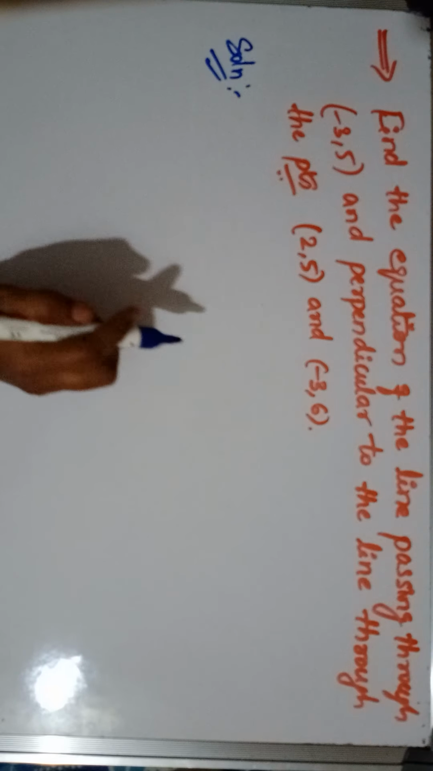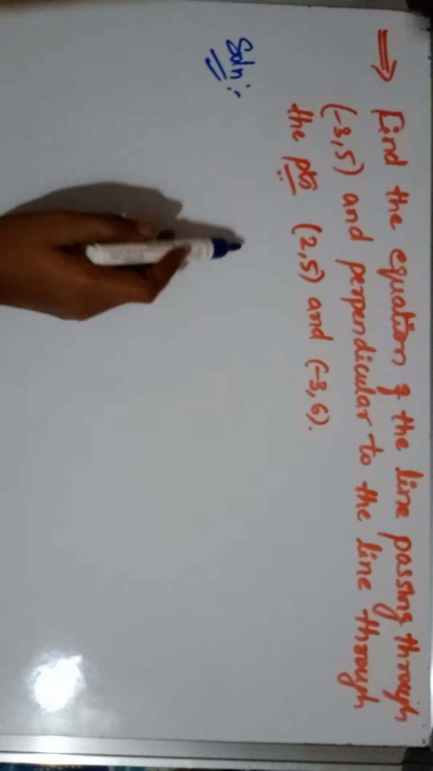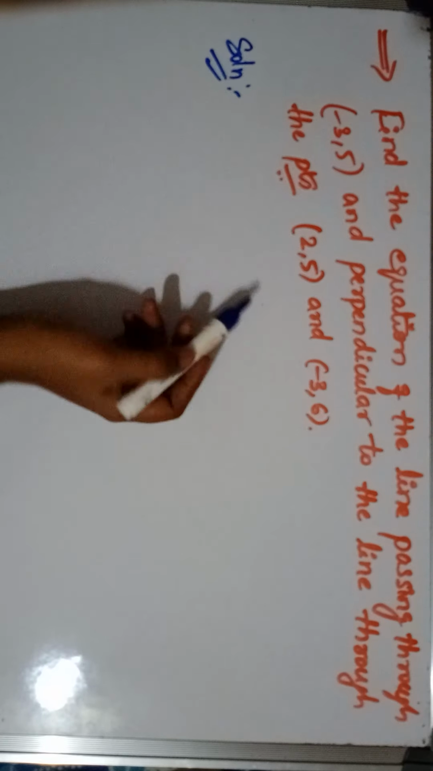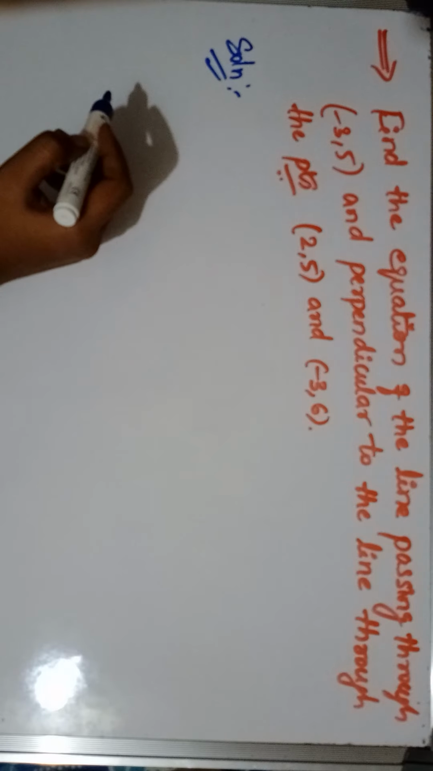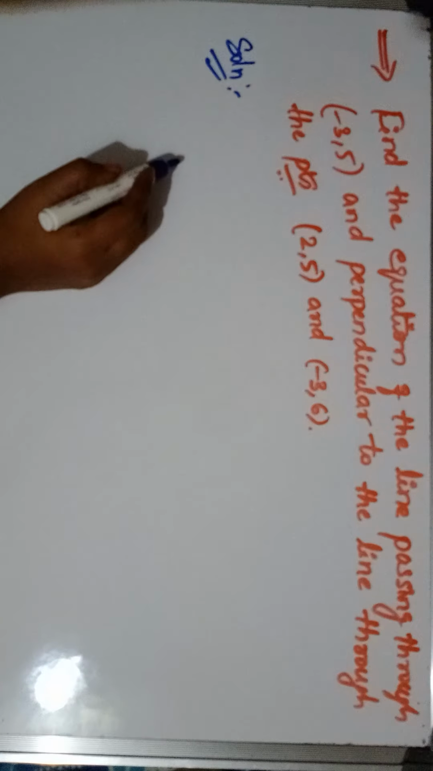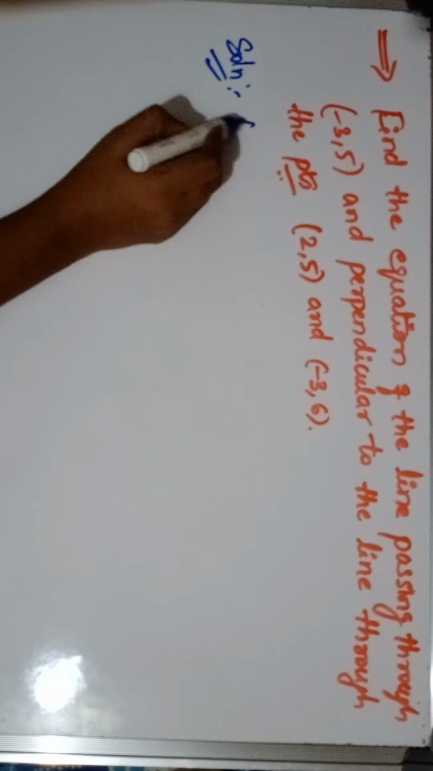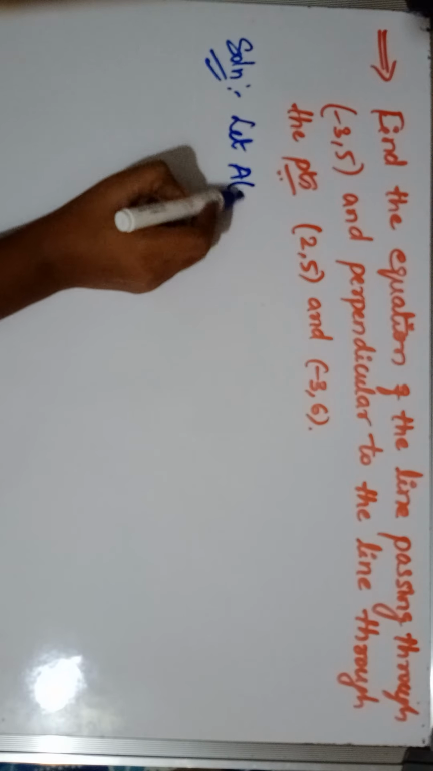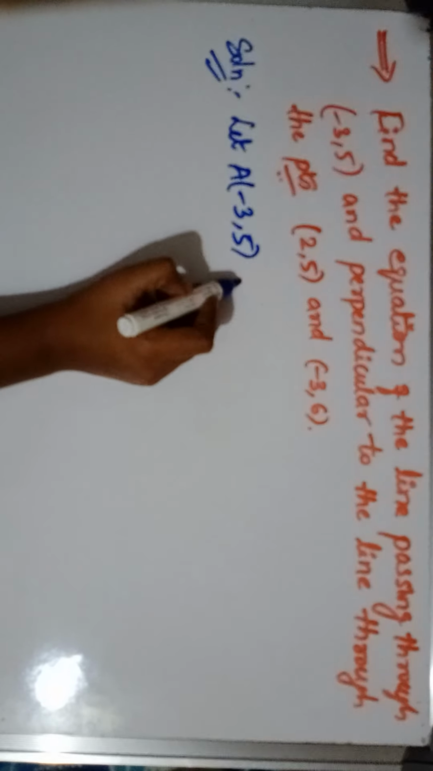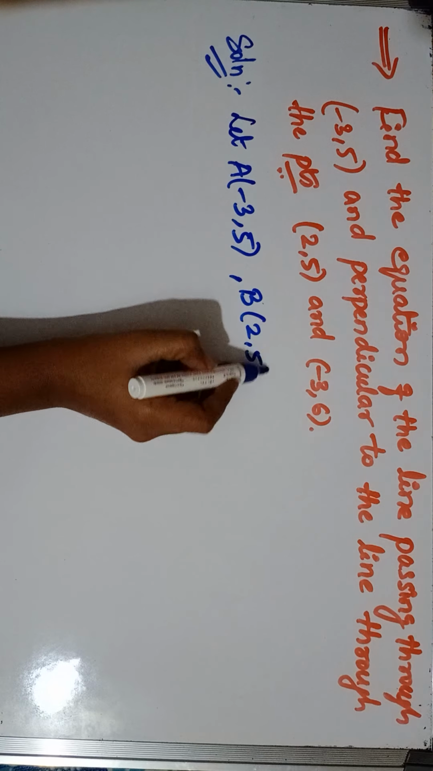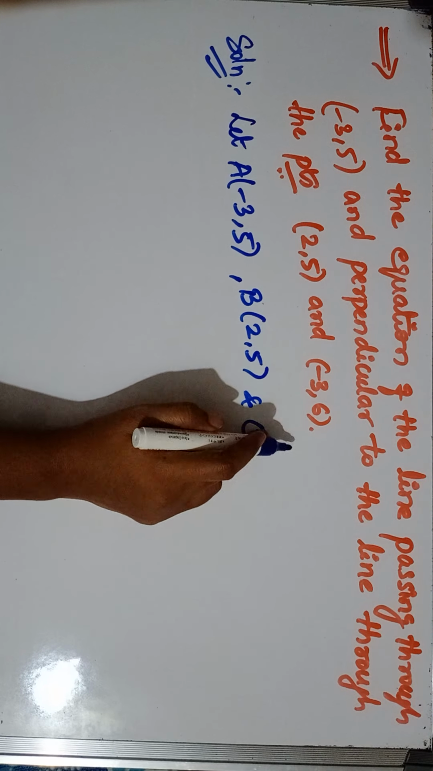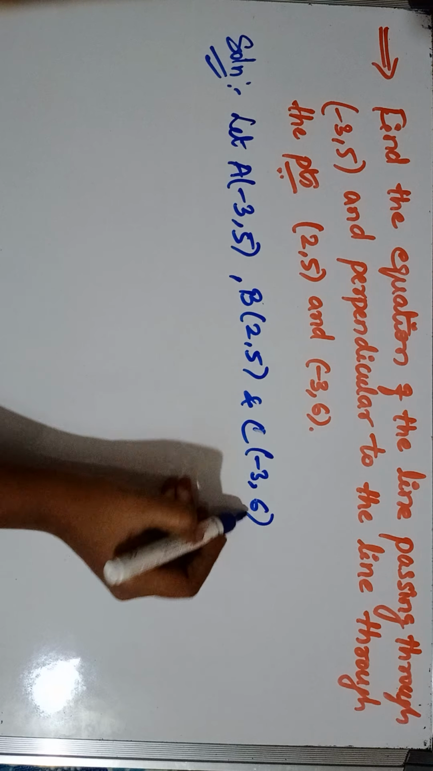Here we need to find out the equation of the line which passes through the point minus 3 comma 5, and this line is perpendicular to the line passing through the points 2 comma 5 and minus 3 comma 6. So let me draw a rough sketch of this. First of all, let me consider the given points as A, B, C. Let A be minus 3 comma 5, B be 2 comma 5 and C be minus 3 comma 6.